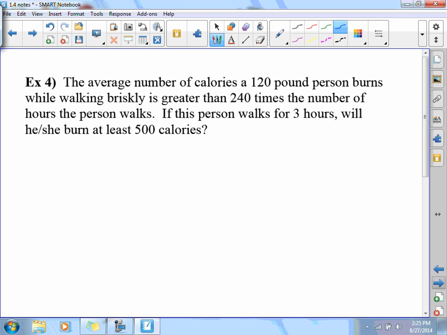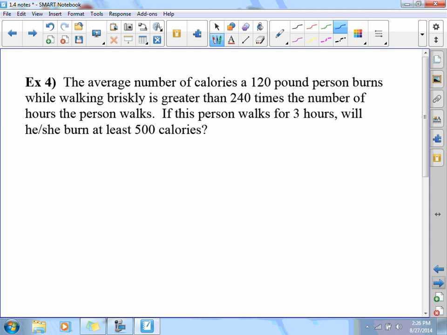Okay, our last example then is a word problem, and we're going to read through this a couple times. If you need to read through it on your own more than once to really make sure you understand it and what they're asking, feel free to do that. The average number of calories a 120-pound person burns while walking briskly is greater than 240 times the number of hours the person walks. If this person walks for 3 hours, will he or she burn at least 500 calories?